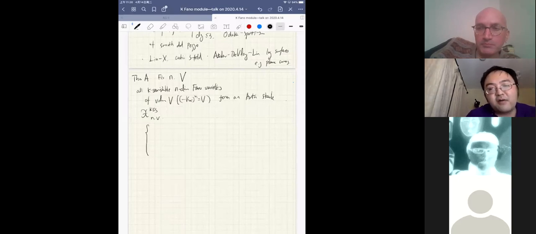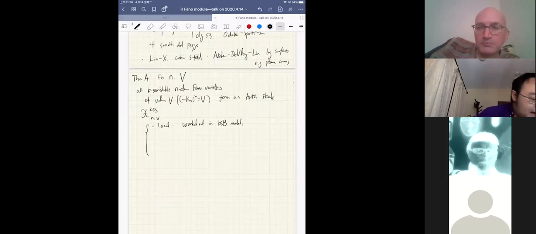And this kind of local problem already appeared in the KSB situation. For the local situation, this is already worked out in the KSB moduli problem. Well, because everything is KLT, it's even simpler. But for the global problem, we have to prove that all such Fano varieties are bounded.